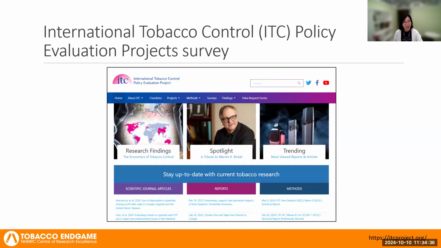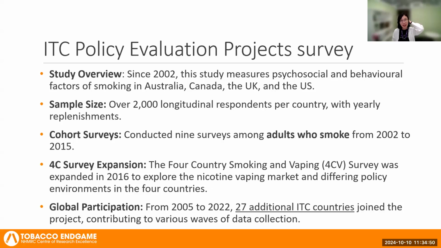So now I'd like to shift our focus to international surveys. Finally, it's about the International Tobacco Control Policy Evaluation Project Survey. You may have heard a lot about the ITC survey if you are a researcher in tobacco control. The ITC survey started its first project in 2002 to measure the psychosocial and behavioral factors of smoking in 4 countries, including Australia, Canada, the United Kingdom, and the United States. It's a prospective study of more than 2,000 longitudinal respondents per country with yearly refreshments.